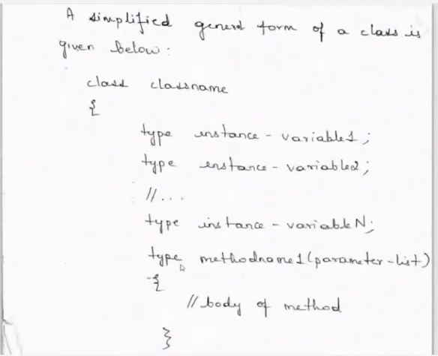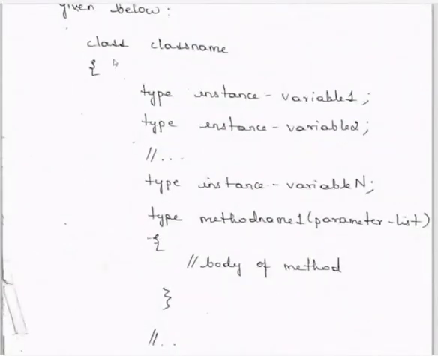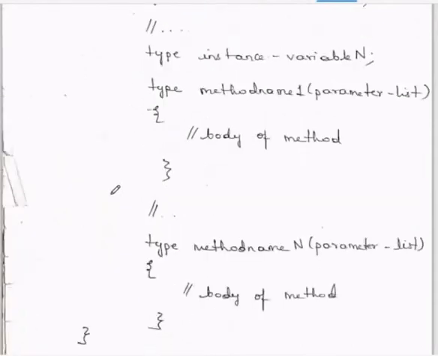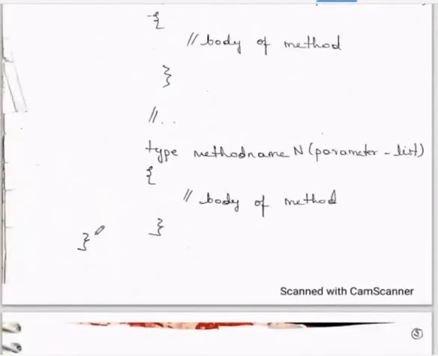The general syntax of a Java class: class is a keyword here, and I have the class name, which is an identifier. So every class has variables. Type, instance variable, where type can be any user-defined type or a basic data type, and we have methods. One difference between a C++ class and a Java class is that Java classes are not terminated by a semicolon. So there is no semicolon in a Java class.